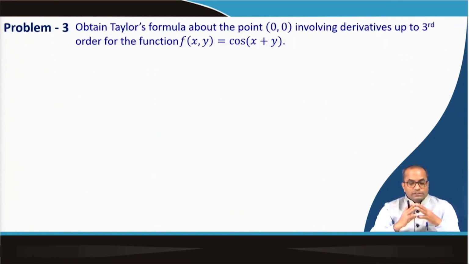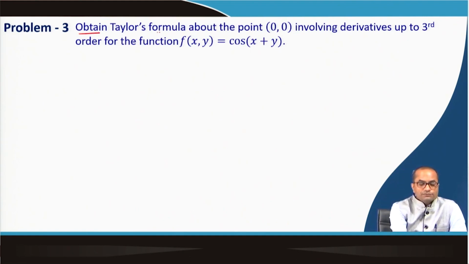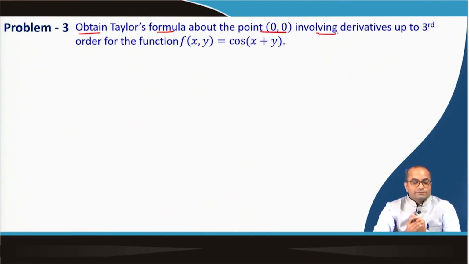Well, so this is the last problem. Obtain Taylor's formula about this point (0, 0) involving derivatives up to third order for the function cos(x plus y). So, now we will again get the Taylor's formula which involves the derivatives up to third order.